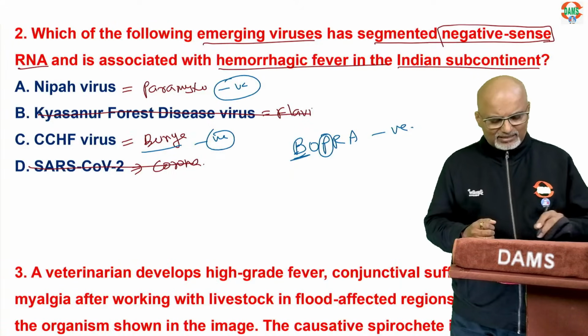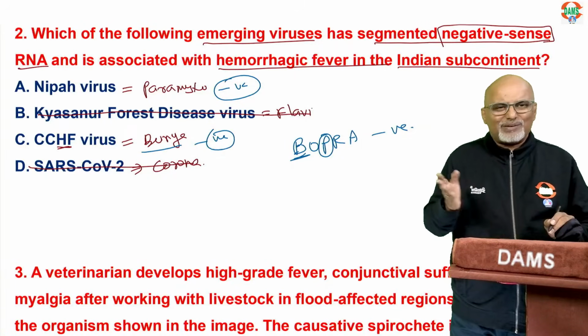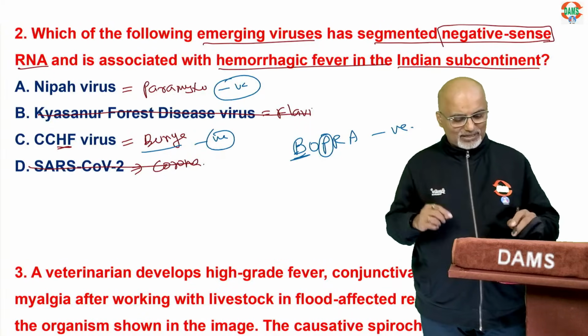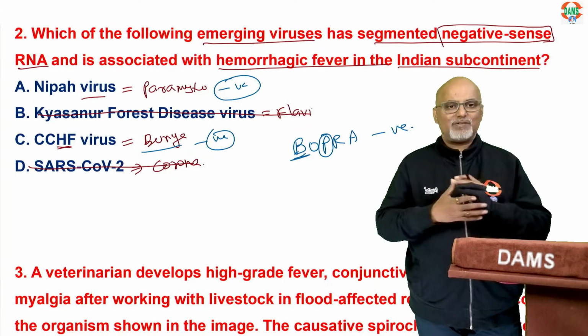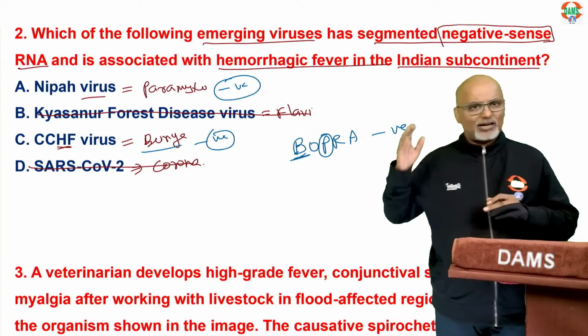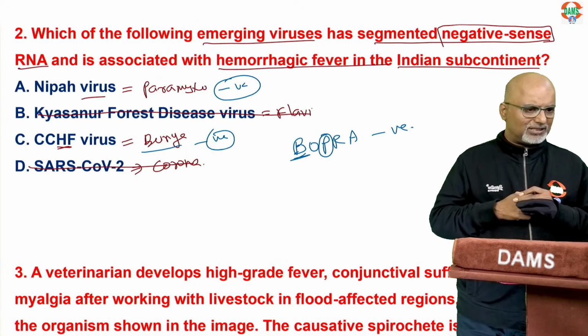Hemorrhagic fever, the name itself, Crimean Congo hemorrhagic fever. Some people may use the clue, hemorrhagic fever, in the name itself. Hey, don't worry. Nipah virus also causes pneumonia and hemorrhagic fever. The majority of emerging viral infections cause hemorrhagic fever, and both are present in the Indian subcontinent.